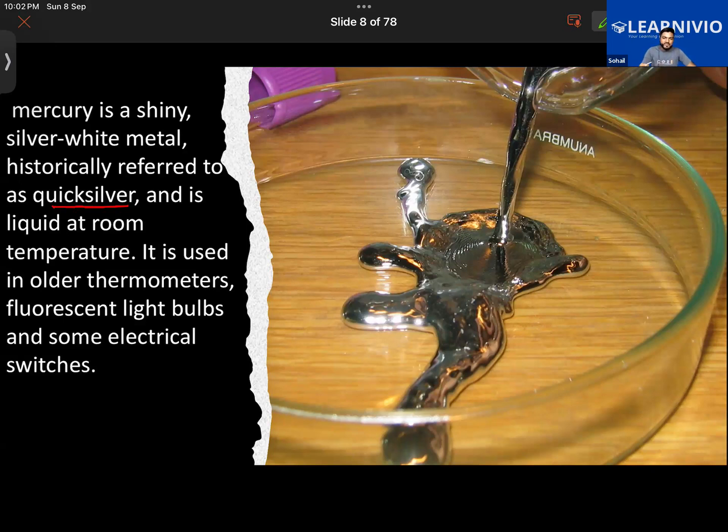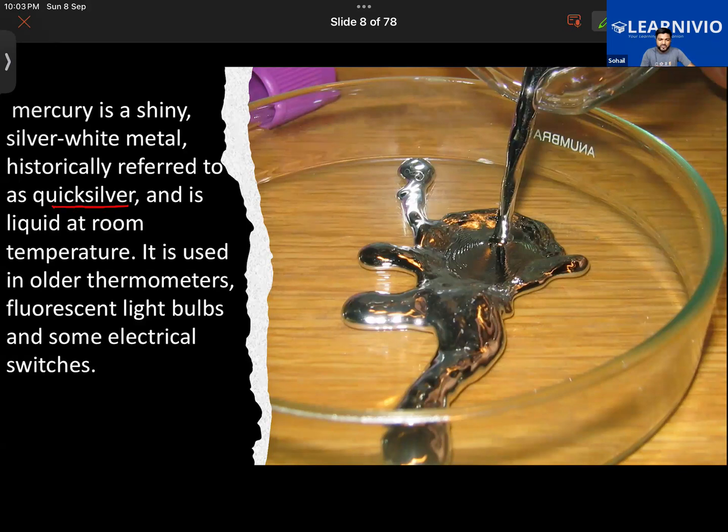If some children or some people were to accidentally swallow this, it can damage their kidneys, their lungs. Even it can damage their nervous system in the body. Getting it now? So one should stay away from mercury, and its use in clinical thermometers should be discouraged.